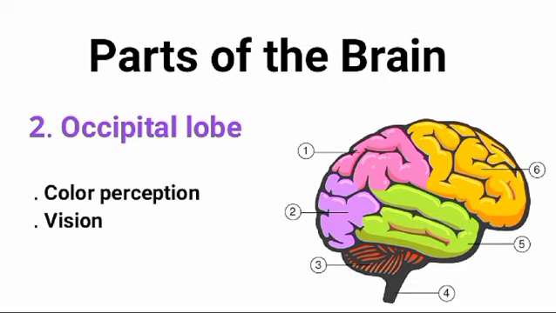The second purple colored part is occipital lobe. Occipital lobe is located at the back of the brain and is crucial for visual perception, processing, and memory, enabling us to make sense of the visual world and interact effectively with our surroundings.